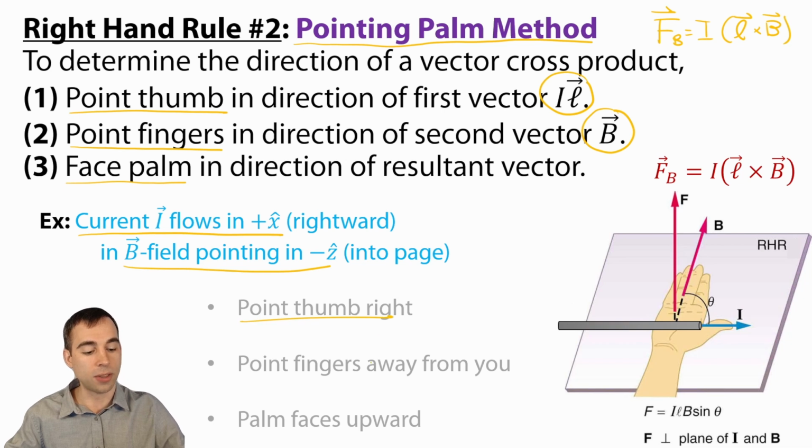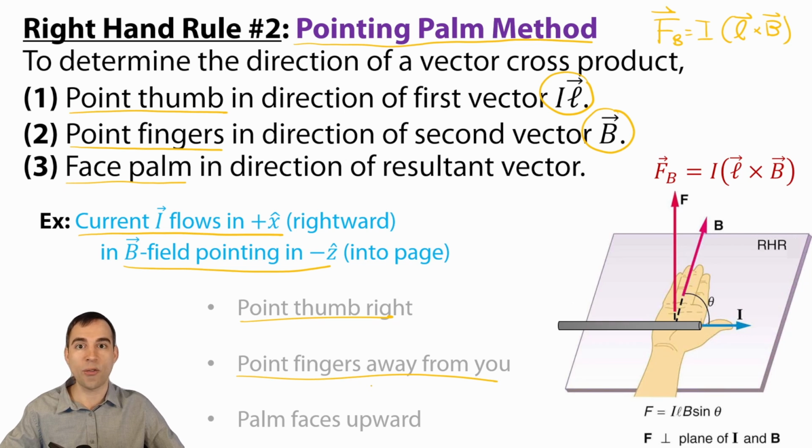You point your thumb to the right, that's in the direction of the current, the first vector. You point your fingers all together away from you in the negative Z hat direction, that's in the direction of the external magnetic field. And whatever way your palm points when you're doing this motion will be the direction that the magnetic force is, the resultant vector.